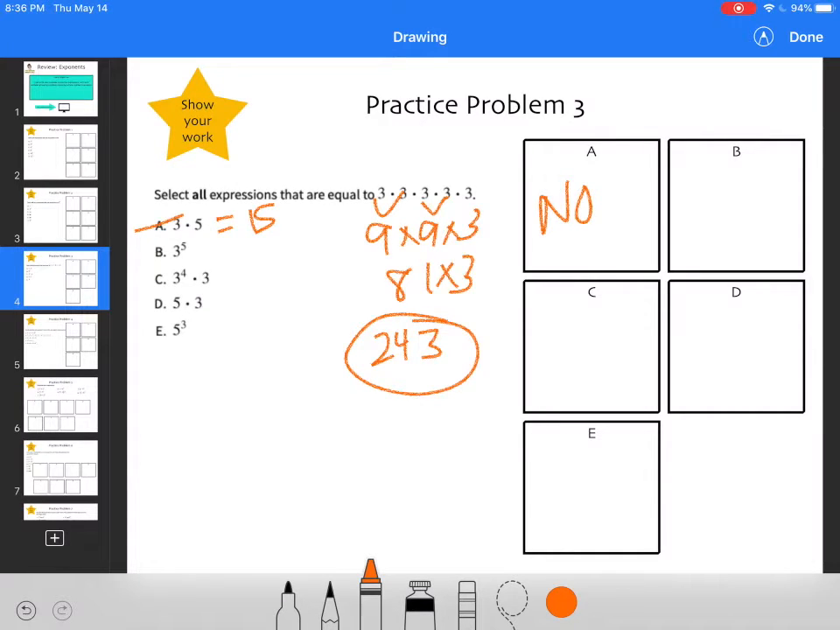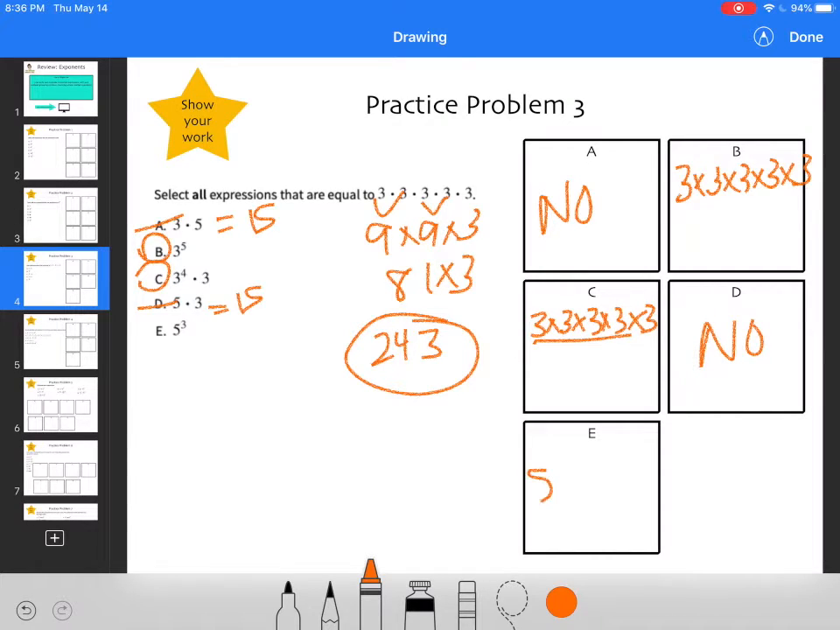So 3 to the 5th power, that means 3 times 3 times 3 times 3 times 3. So that's exactly the same as before, so B is in. C is 3 to the 4th power times 3. So that's 3 to the 4th power times an extra 3, so that one's in too. Because that's 5 3s, and I have 5 3s again. 5 times 3 is going to be 15, so D's out.